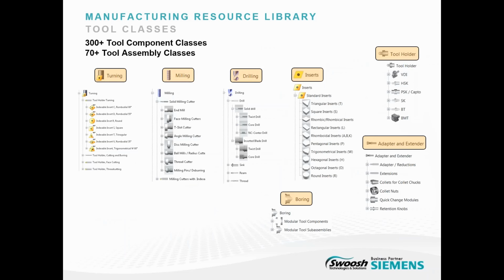This slide is a little outdated right now, but the newest release has a lot more than 300 tool component classes and 70 tool assembly classes. This is really what drives the system, drives the searching, and so forth. Where our focus has been to this point is milling, drilling, and holders, and some adapters as well. We haven't gotten into boring or turning and a lot of the inserted tools at this point.